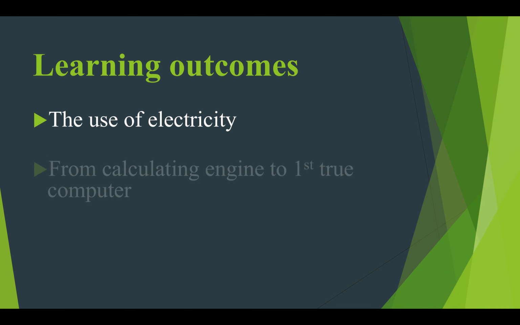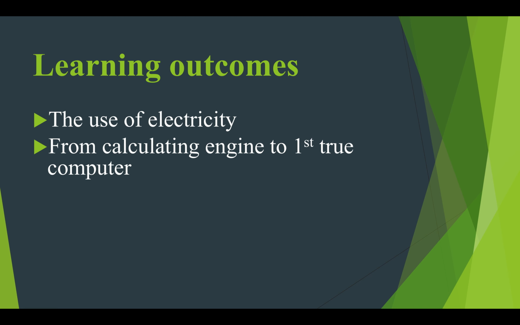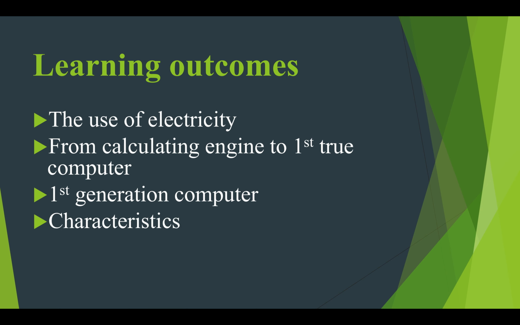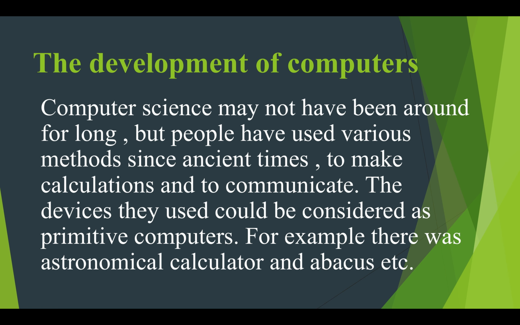The use of electricity from calculating engine to first true computer, first generation computer, characteristics, ENIAC computer. Computer science may not have been around for long, but people have used various methods since ancient times to make calculations and to communicate. The devices they used could be considered as primitive computers. For example, there was an astronomical calculator that today we call the Antikythera mechanism, and the Abacus etc.